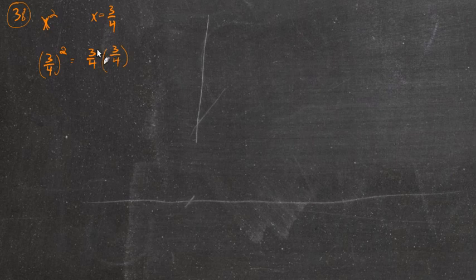And we should definitely know how to multiply fractions together. That's just straight across. 3 times 3 is 9. 4 times 4 is 16. There you go, 9 sixteenths. That's x squared when x is 3 fourths.